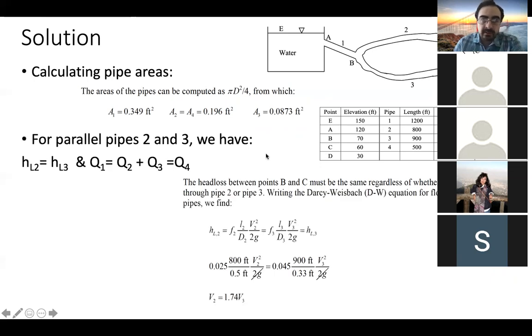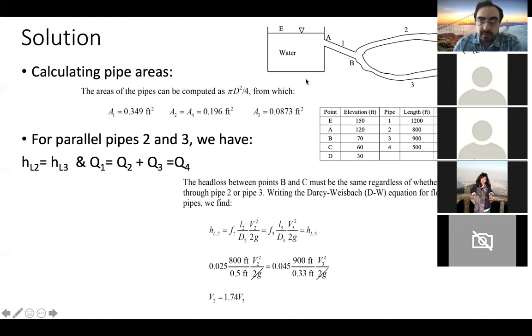And then we use the theory that we had for parallel pipes 2 and 3. If you remember from the lectures, we had 2 relations for parallel pipes. One was the head loss. The head loss between point B and C should be equal, whether you go through pipe 2 or pipe 3. So that means HL2, the head loss in pipe 2, should equal the head loss in pipe 3. Okay, so this is the first thing that we know from the parallel pipe theory.